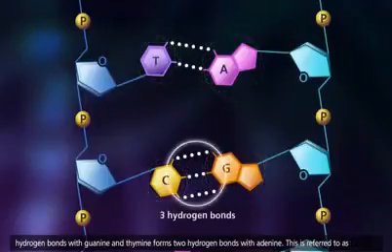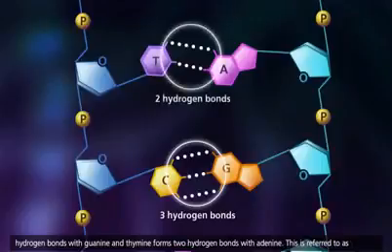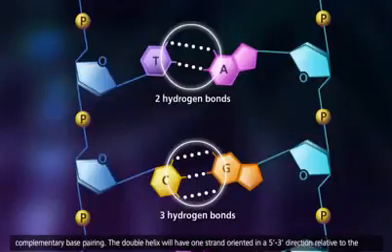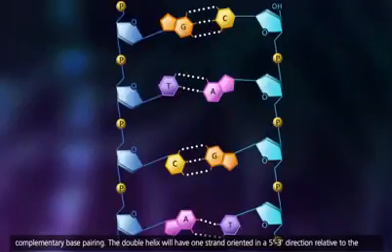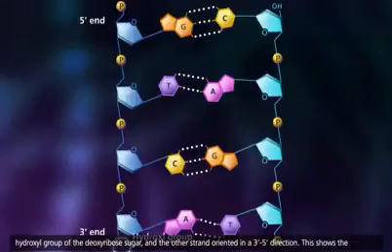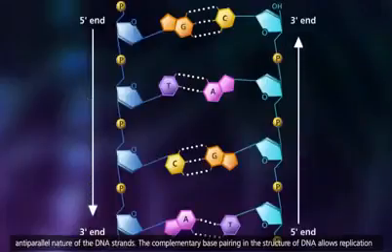Cytosine forms 3 hydrogen bonds with guanine, and thymine forms bonds with adenine. This is referred to as complementary base pairing. The double helix will have one strand oriented in a 5' to 3' direction relative to the hydroxyl group of the deoxyribose sugar, and the other strand oriented in a 3' to 5' direction. This shows the anti-parallel nature of the DNA strands.